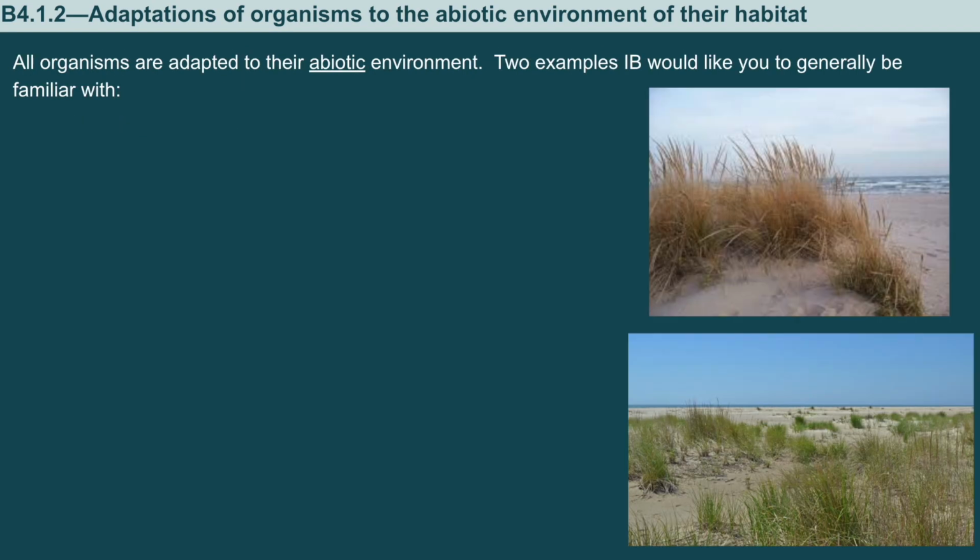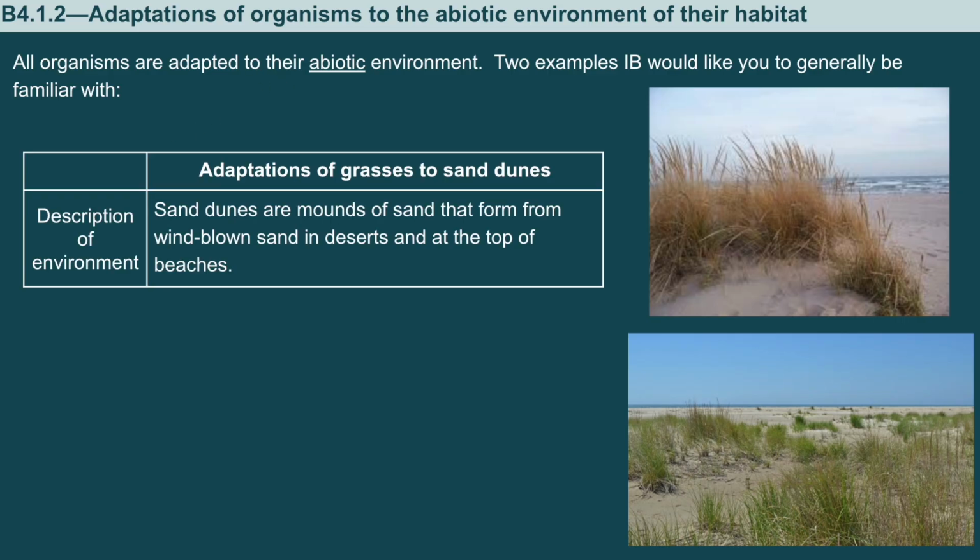There are two specific examples that IB would like you to be familiar with in terms of adaptations of organisms to their abiotic environment. The first one is going to be grasses and their adaptations to sand dunes. Now, sand dunes are mounds of sand. They can form from wind-blown sand in deserts and at the tops of beaches.